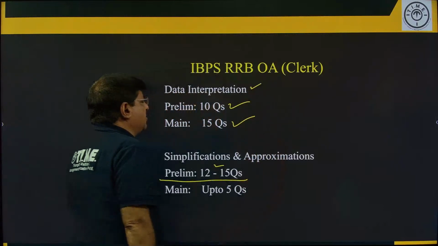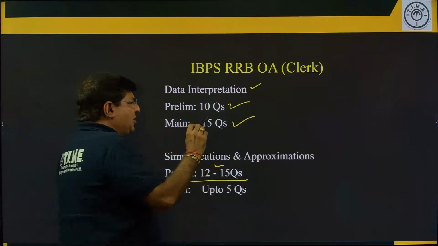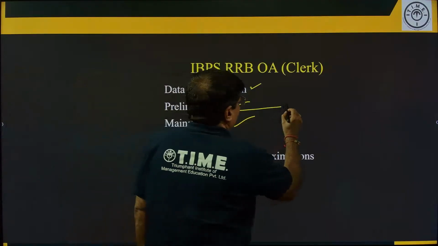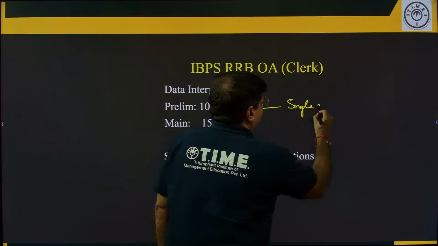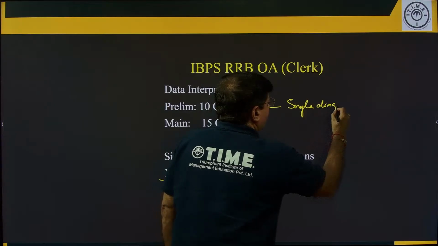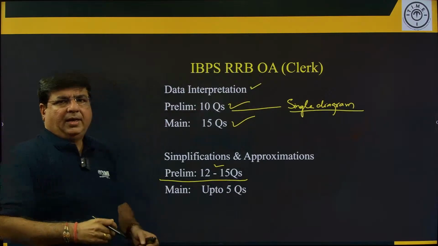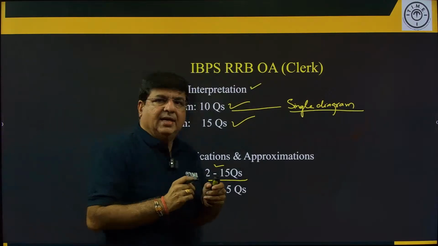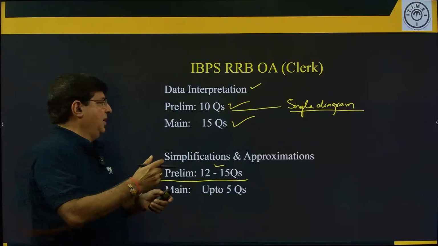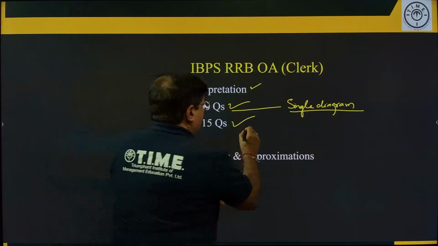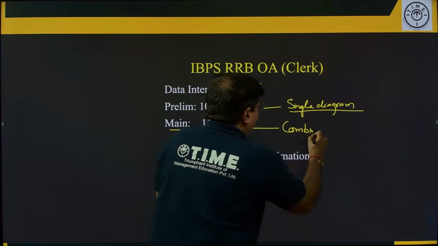Let us spend a couple of seconds on data interpretation. In prelim, the weightage is 10 questions. Generally, in the prelim exam, you have DI of a single diagram. By single diagram, I mean you may get a single pie chart, a single table, a single line graph, or a single bar graph. But when it comes to mains, the data interpretation sets are basically combination based.